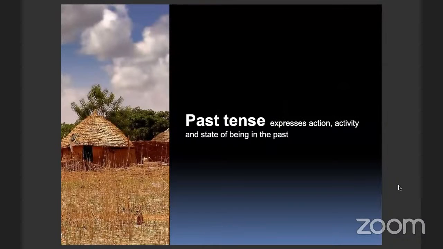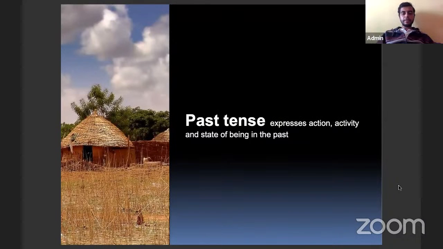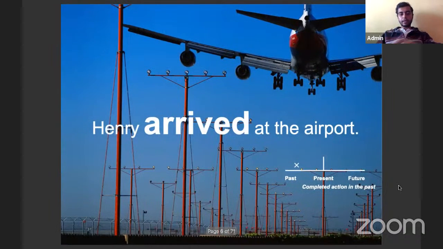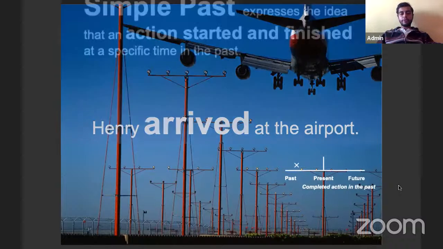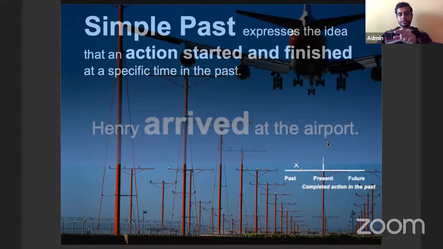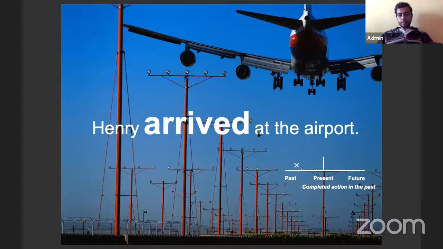Now, what is past tense? Past tense expresses action, activity, and state of being in the past. Very simple, basic things. Okay. Now, what is simple past? Simple past says that an action, pay attention to this, started and finished at a particular time. Okay. For example, Henry arrived at the airport. That action of arrival started and finished at a particular time. So this action was completed in the past, which is why it is the simple past.